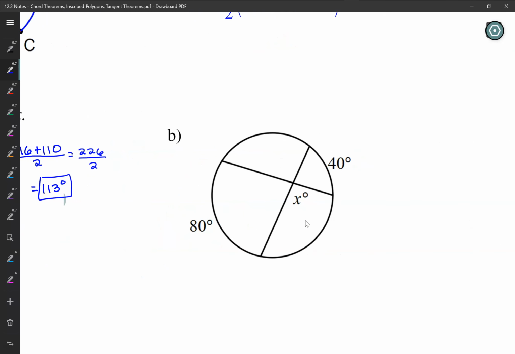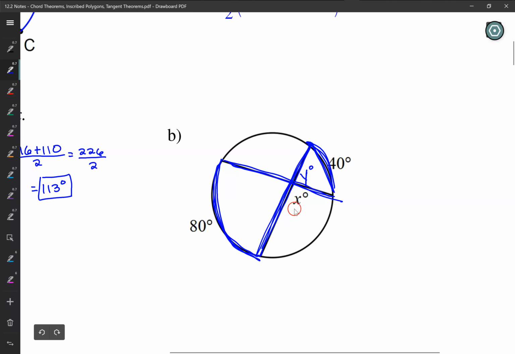Now this one's a little bit different, because if you look at these two arcs, here's the arc and here's the arc. So if we draw our little hourglass shape, we have a problem because x isn't inside my hourglass. If I take the average of those, I'm not going to be finding x. I would be finding one of these angles inside here. But that's okay, because these two angles right there add up to a straight line.